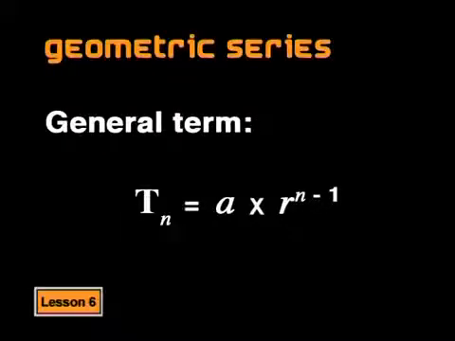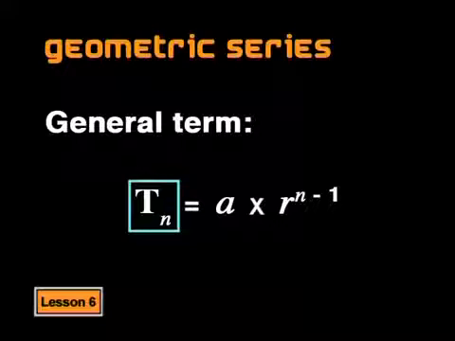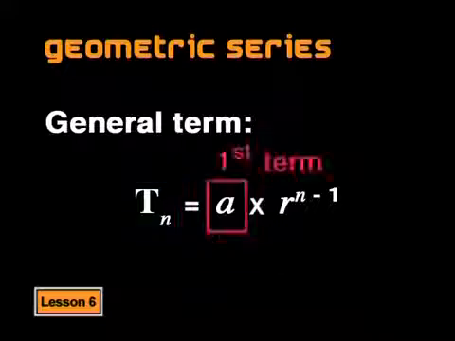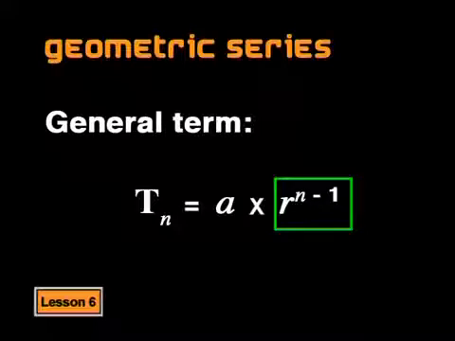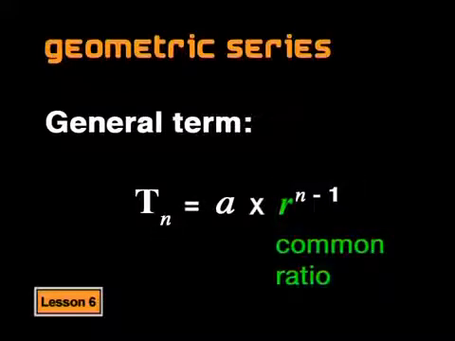We also established that the general term of a geometric sequence or of a geometric series is given by the formula t subscript n, the nth term, equals the first term a multiplied by r to the power of n minus 1, where r is the common ratio.